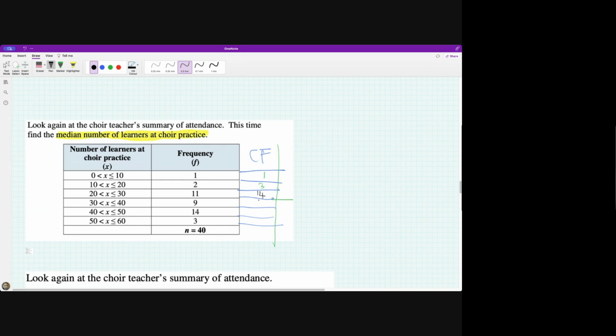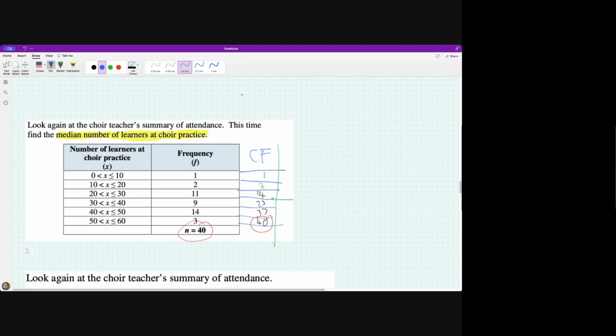And then after that, it's going to be 23. And then it's going to be 37. And then it's going to be 40. And oh my goodness, this is such good news. The total is 40, just like it should be over here.